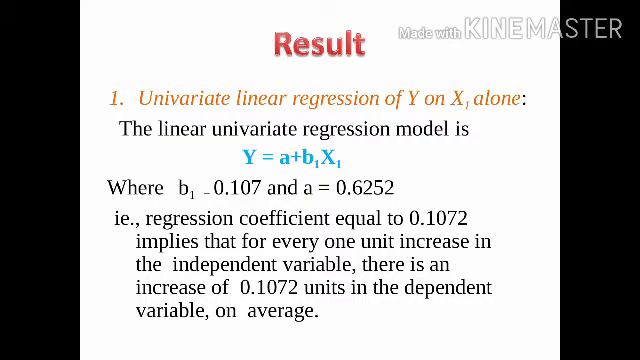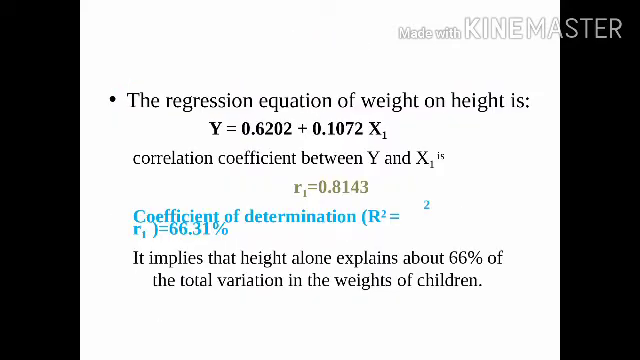The regression equation of weight on height is y equal to 0.6202 plus 0.1072 x1. So here y is the weight of the children and x1 is the height of the children. Here we are taking one independent variable, that is height. Using that height independent variable, we are predicting the weight of the children using this equation.